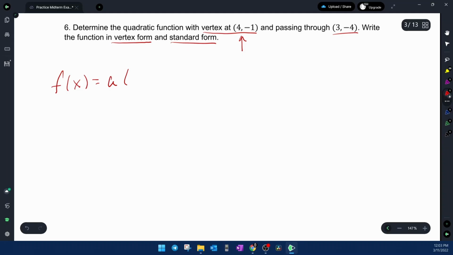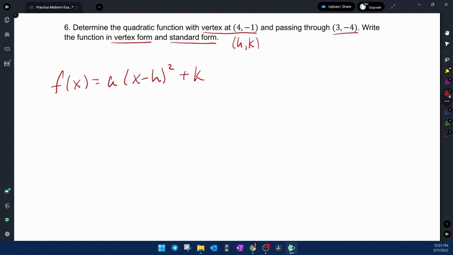That is a(x minus h) squared plus k. The vertex is the ordered pair h comma k. And notice that this other ordered pair that they gave me is just a generic x and y on the graph. So we're going to be able to plug in for 1, 2, 3, 4 of these pieces, and then we can solve for the one piece we don't know, which is a.